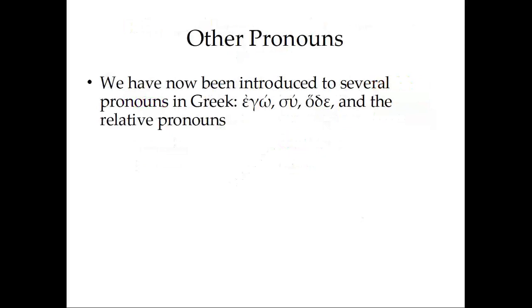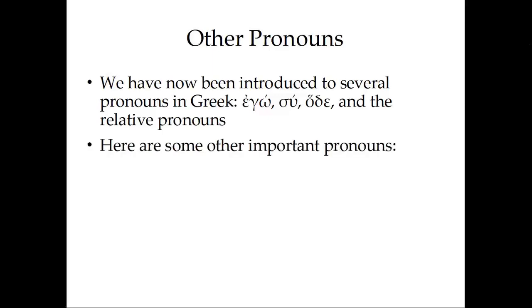Let's turn to some other pronouns. We have now been introduced to several pronouns in Greek: ego, se, hode, and the relative pronouns. So I, you, this, or he in some cases, and the relative pronouns now. Here are some other important pronouns. We've got ekeinos, ekeine, ekeino, which can mean that or those, as in those ones over there, or even he, she, it.